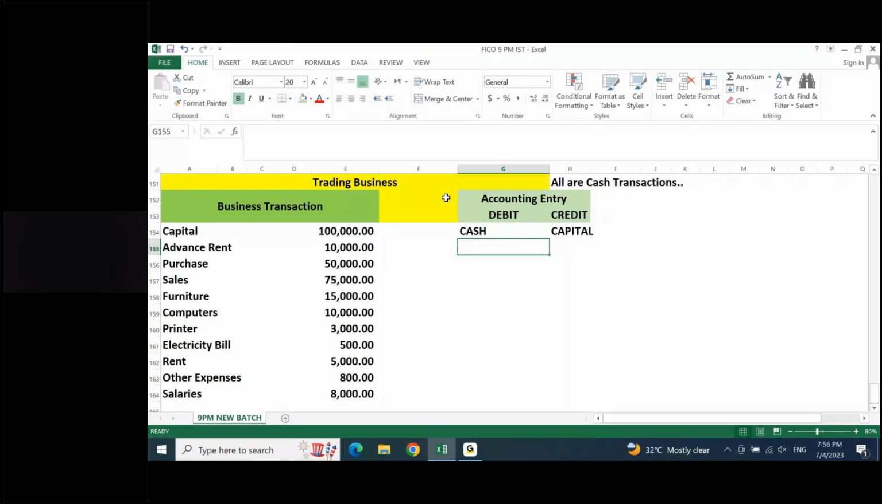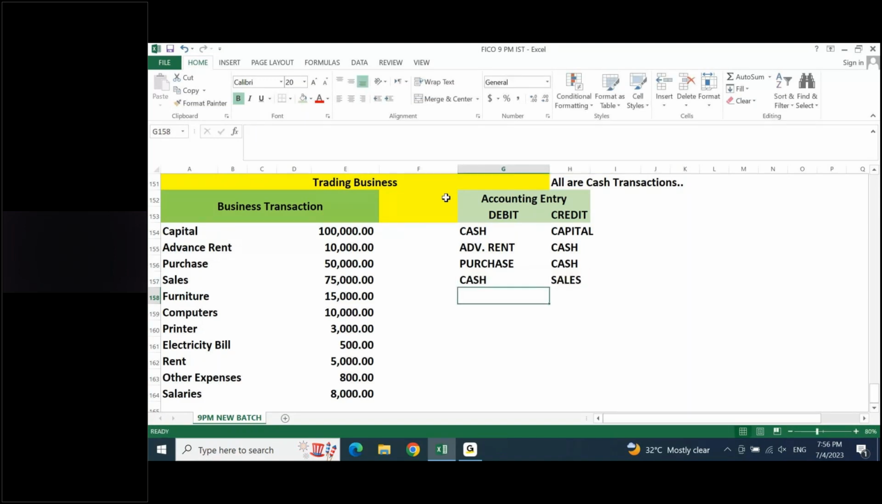Advance rent account debit, cash account credit. If you make any purchases, purchases to cash: purchases debit, cash credit. If you do any sale, cash account debit, sales account credit. Cash debit, sales credit.